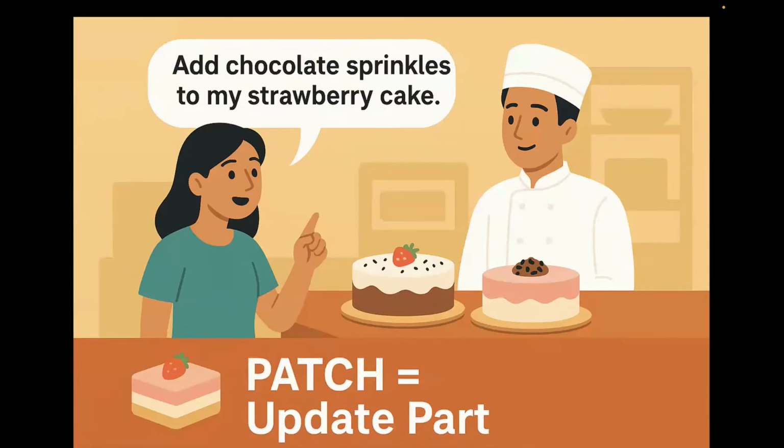But what if everything is fine and you just want some extra cream or let's say some extra topping, like a choco chip topping? So that's a PATCH request. Here you're telling the baker, add chocolate sprinkles to my strawberry cake. The rest of the cake remains exactly the same, only the part that changed gets updated, right? If you see, there are choco chips added on the top of the cake. So that is the PATCH request.